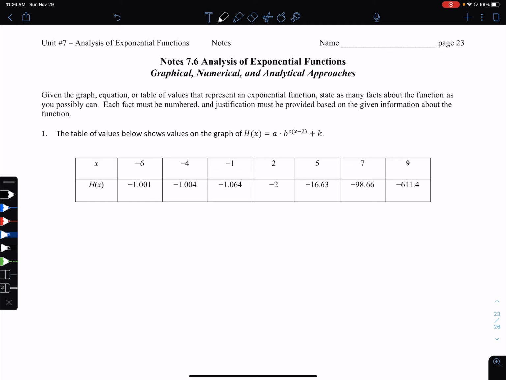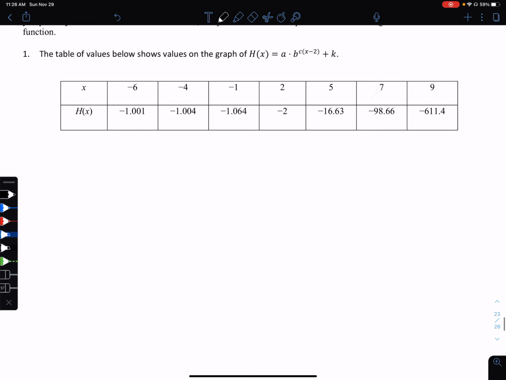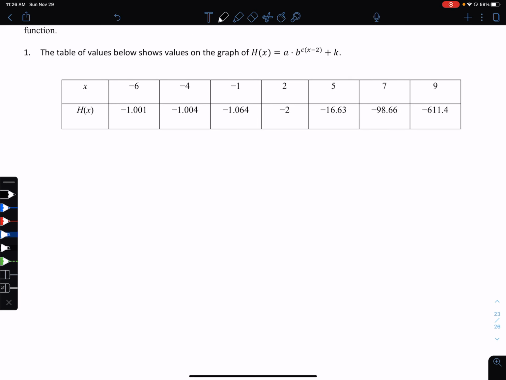Given the graph, equation, or table of values representing the exponential function, state as many facts about the function as you can. Each fact must be numbered, and justification must be provided based upon the information for the function. All right, number one, we're told there is a horizontal shift to the right 2. We don't know what the vertical shift is. We don't know what b is. We don't know what we're multiplying by, inside or outside.